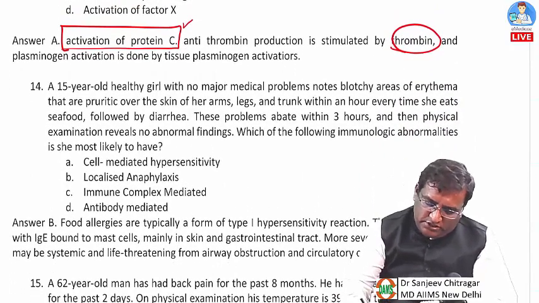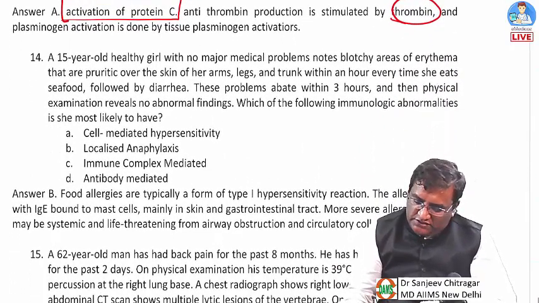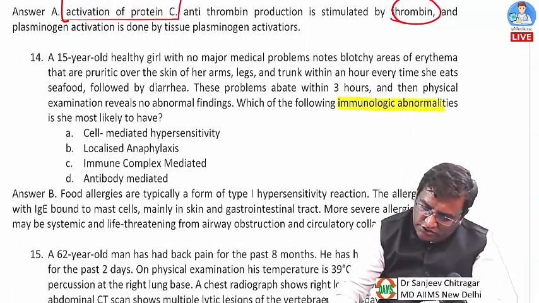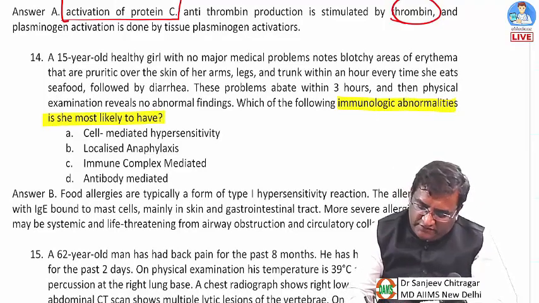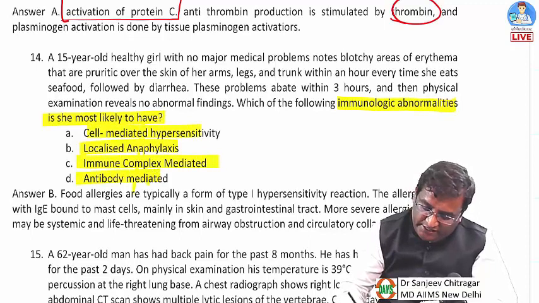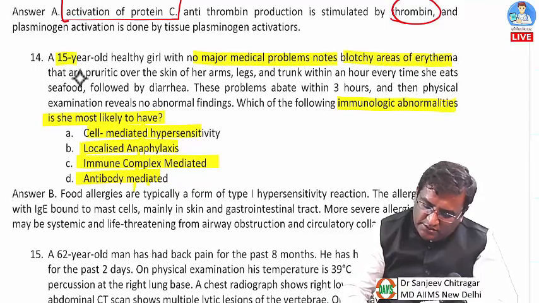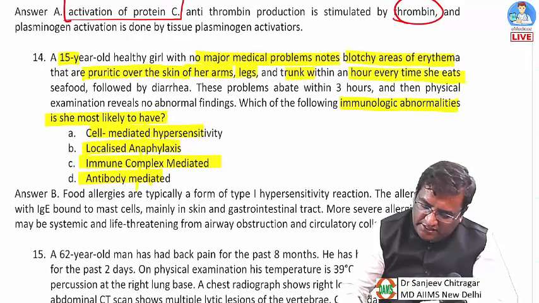So next question, let us look at this. What is this question saying? Last line: which of the following immunological abnormalities is she most likely to have? Cell mediated hypersensitivity, localized anaphylaxis, immune complex mediated, antibody mediated. Let us look at the question now. A 15-year-old girl with no major medical problems notes blotchy areas of erythema that are pruritic over skin, legs, trunk. Within an hour she eats seafood.